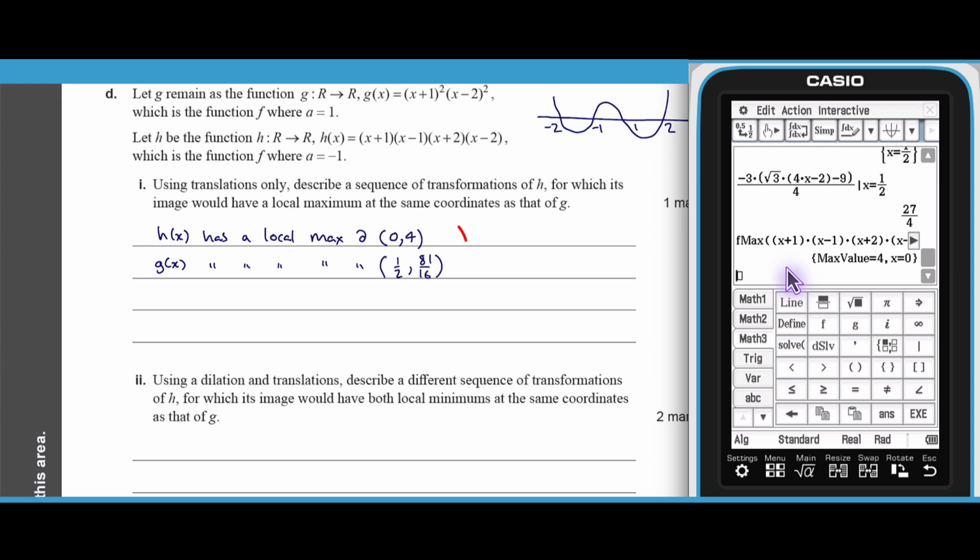To translate 0, 4 to 1/2, 81 on 16, we need to translate h by half a unit in the positive x direction and 17 on 16 units in the positive y direction, as 81 on 16 minus 4 is 17 on 16.